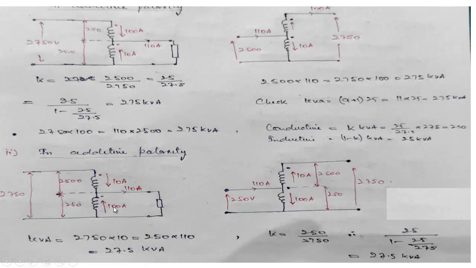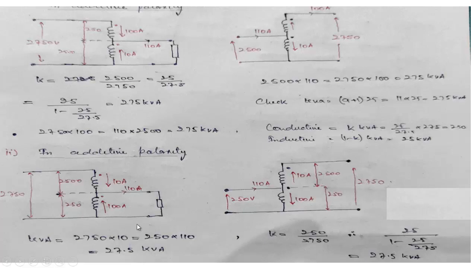This is the low voltage winding, 250. Again, this is the additive polarity; the current direction will be as per what we are assuming: here the current is entering, here the current will be leaving. The output current will be again 110 amperes. Now let us first calculate this kVA by the current and voltage relationships. The input voltage will be 2750 and the input rated current will be only 10 amperes. That means 2750 into 10, that will be equal to 27.5 kVA. So 27.5 kVA will be its kVA rating.